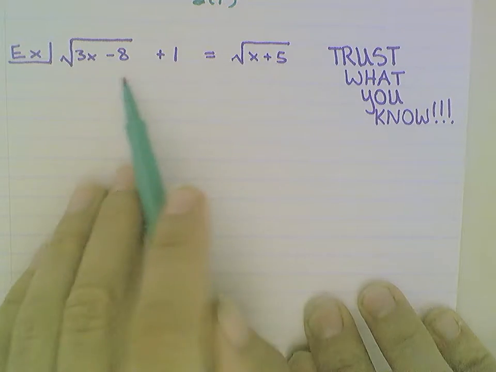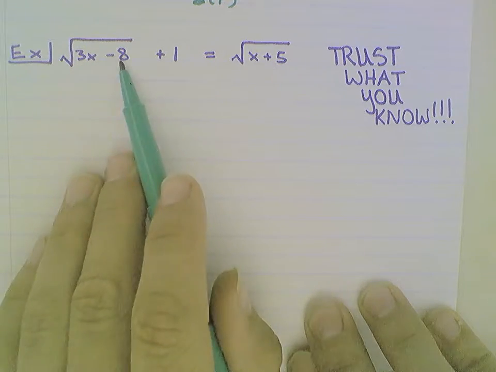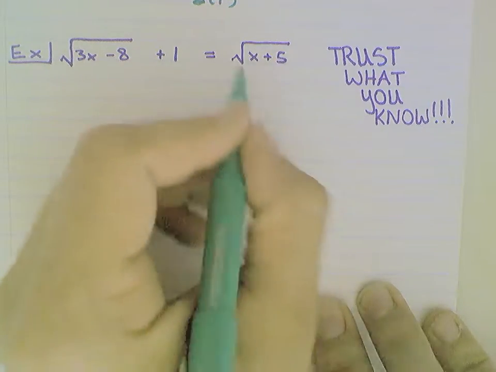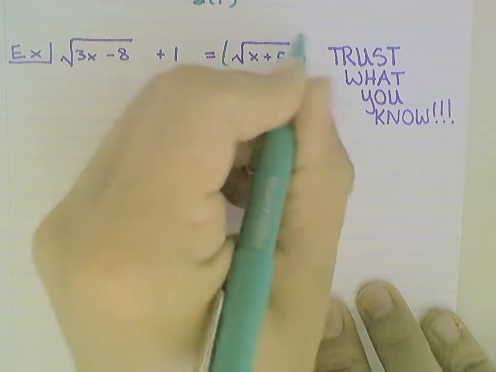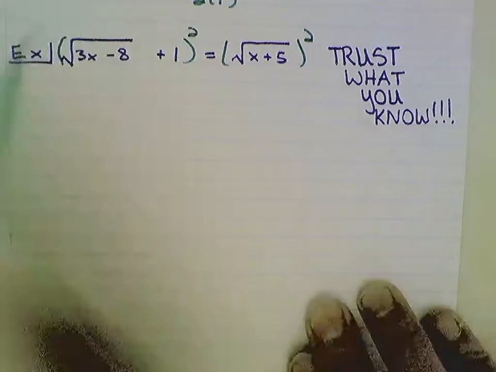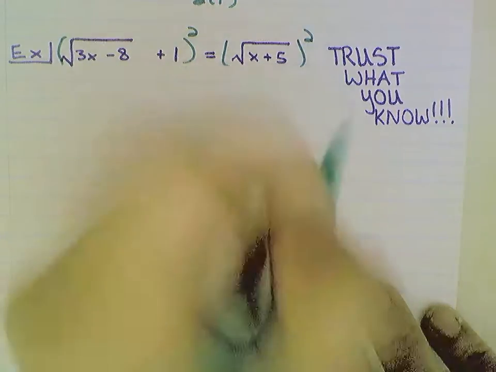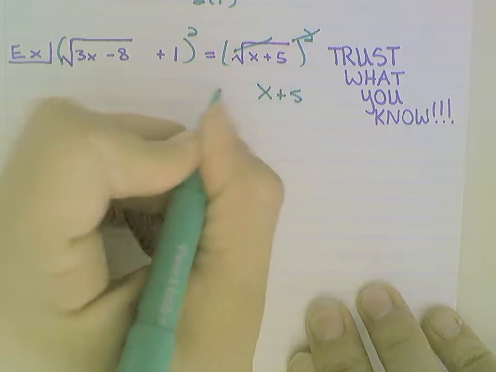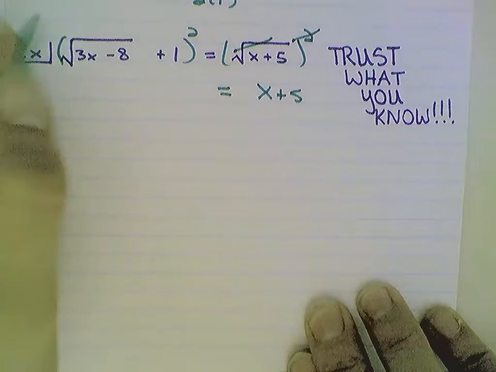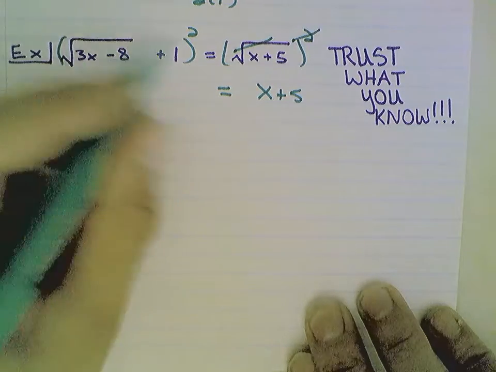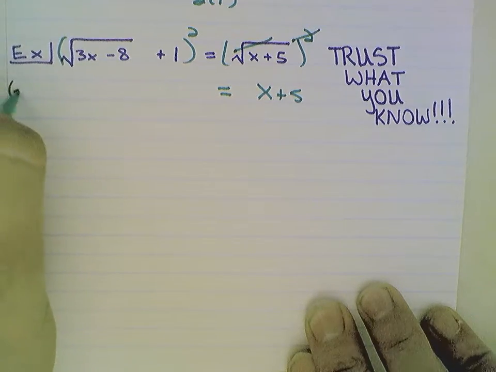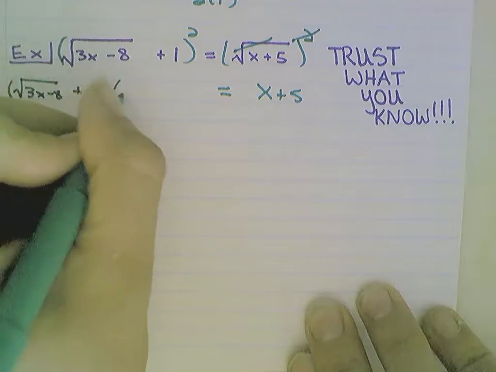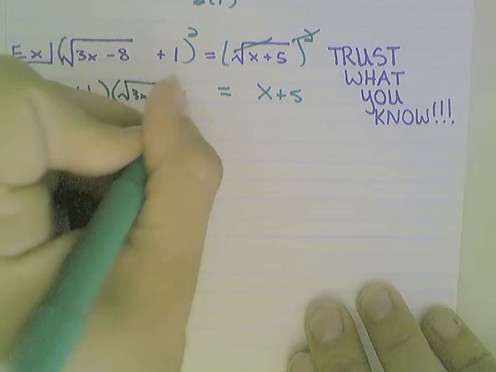So for instance, in this example I have the square root of 3x minus 8, plus 1, equals the square root of x plus 5. So I have a radical by itself, so I'm going to go ahead and square both sides of the equation. Now, if I square the right hand side, the square and the square root will cancel. I'll be left with x plus 5. And that's going to be equal to, well, I got to take this whole binomial and square it. So I really have to take the radical 3x minus 8 plus 1 and then times that by the radical 3x minus 8 plus 1.